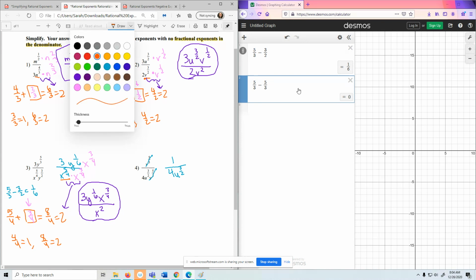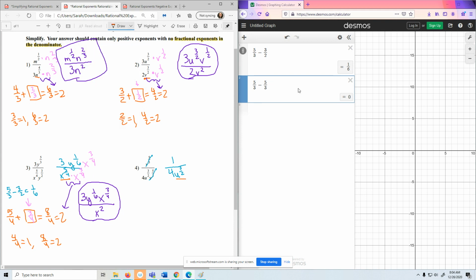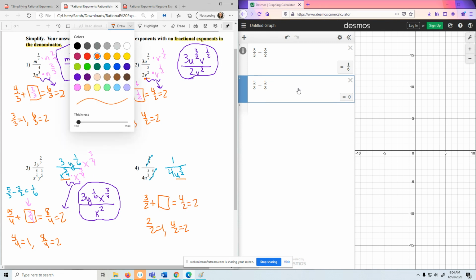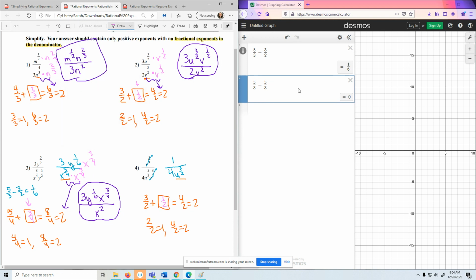So now the only thing we have to worry about is this u to the 3 over 2. What do I add to 3 over 2 to turn it into a whole number? So 2 over 2 is 1. 4 over 2 is 2. So to get from 3 over 2 to 4 over 2, what do I add? 3 plus 1 is 4, so I add 1 over 2 to make that happen. That means I'm multiplying top and bottom of the fraction by u to the 1/2.